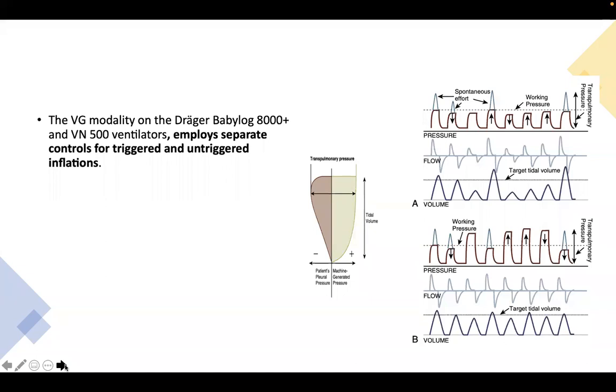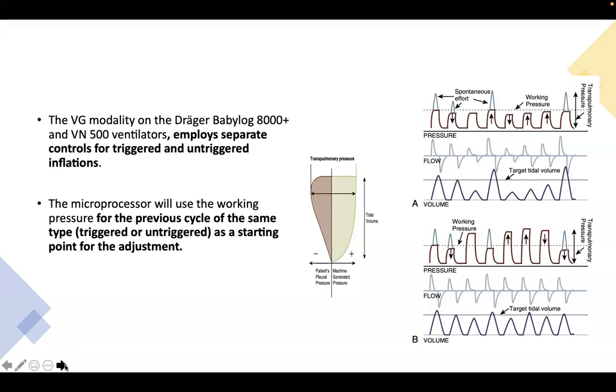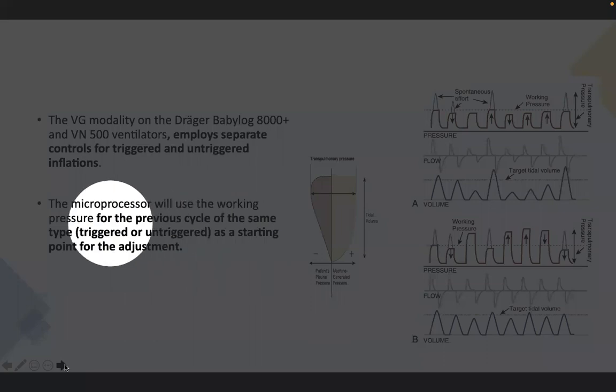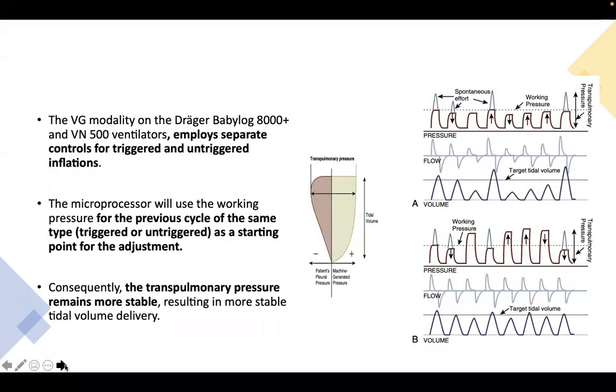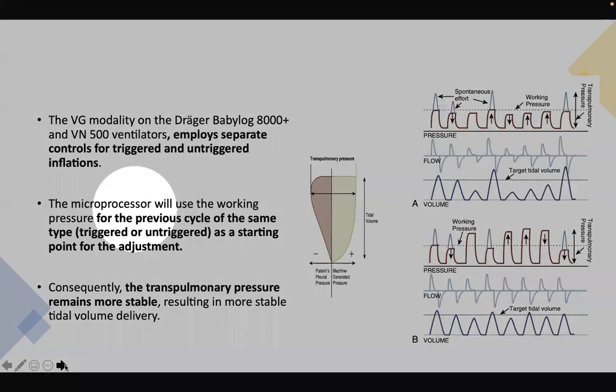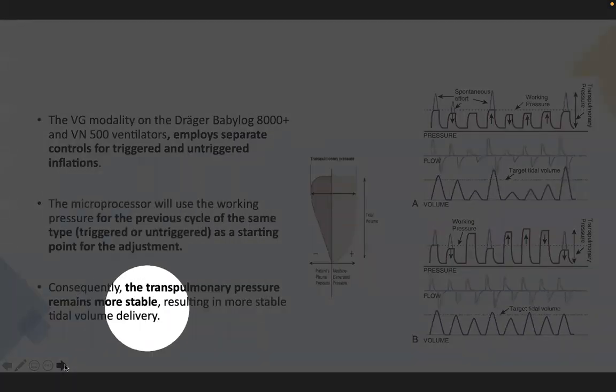The VG modality on the Dräger Babylog 8000 Plus and VN500 ventilators employ separate controls for triggered and untriggered inflations. The microprocessor will use the working pressure for the previous cycle of the same type, that is, whether it is triggered or untriggered, as a starting point for the adjustment. Consequently, the transpulmonary pressure remains stable, resulting in more stable tidal volume delivery.